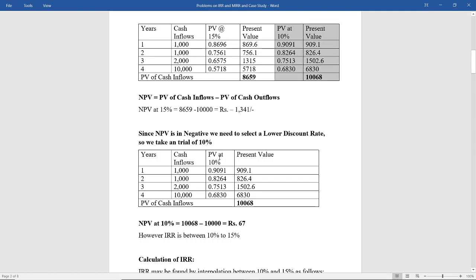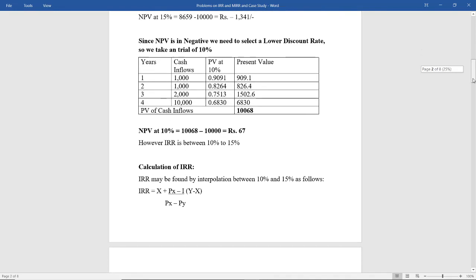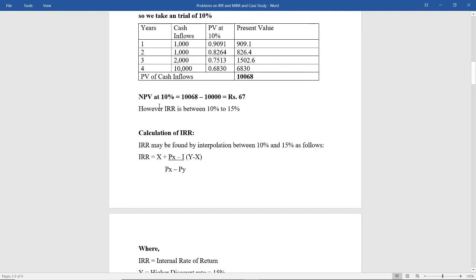In your exam, you can either make these two tables separately, or if you want, you can combine them and make the same table at 15% and show it at the rate of 10%. That is the reason I just kept it to show you. Presentation may differ as per your choice. Now, you know that between some minus value and some positive value, obviously 0 lies between a minus and a positive value. So you know that IRR is somewhere between 10% and 15%.